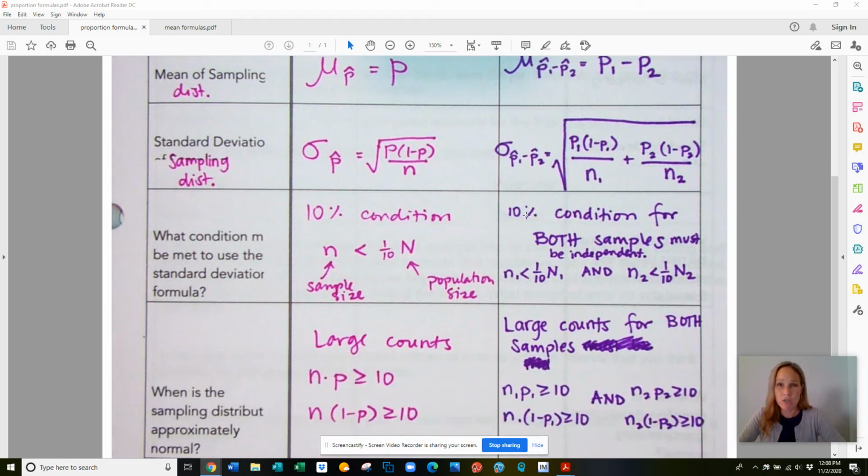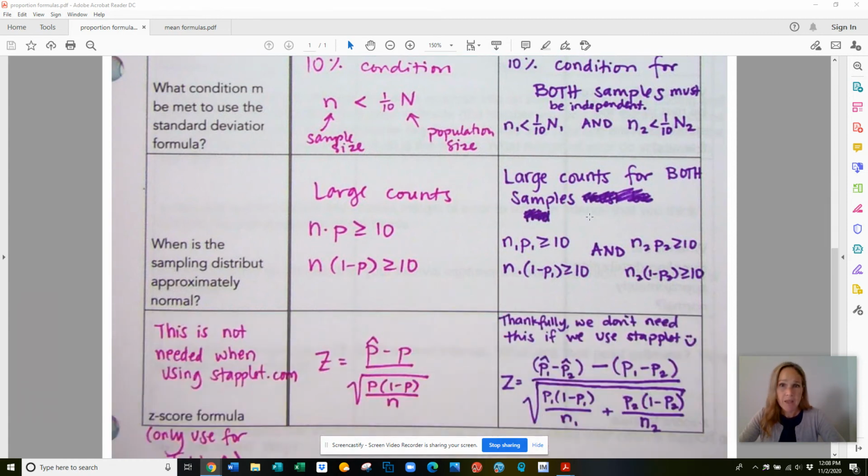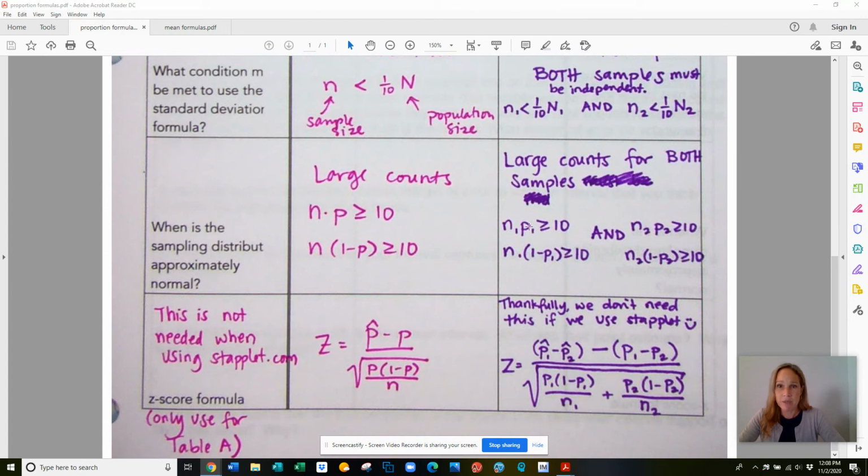You also want to make sure that the 10% condition is met for both samples, that they're both less than 10% of the population size, and that the samples are independent. Lastly, we want to check to make sure that we have an approximately normal distribution by making sure that both samples meet the condition for large counts, that n times p is greater than or equal to 10 in each of these areas. And then thankfully, we don't need this doozy of a formula if we're using Stapplet.